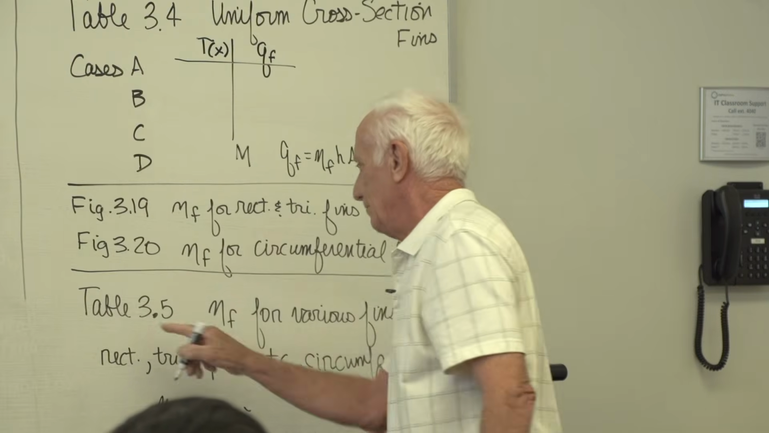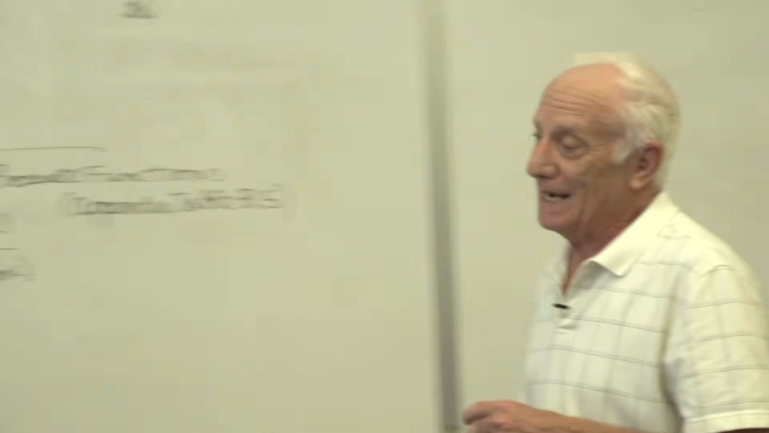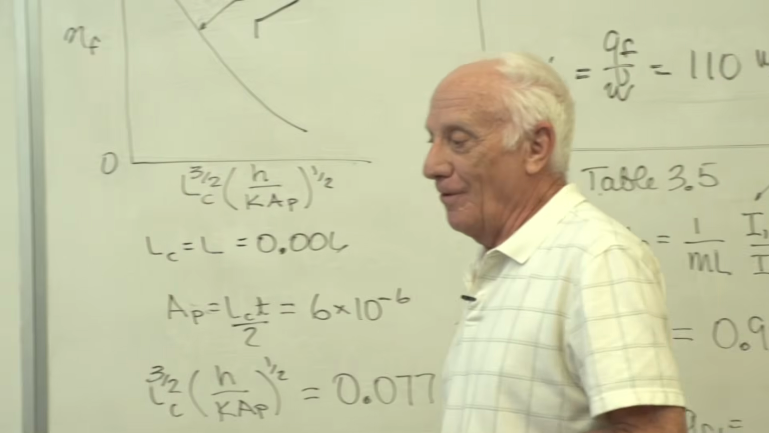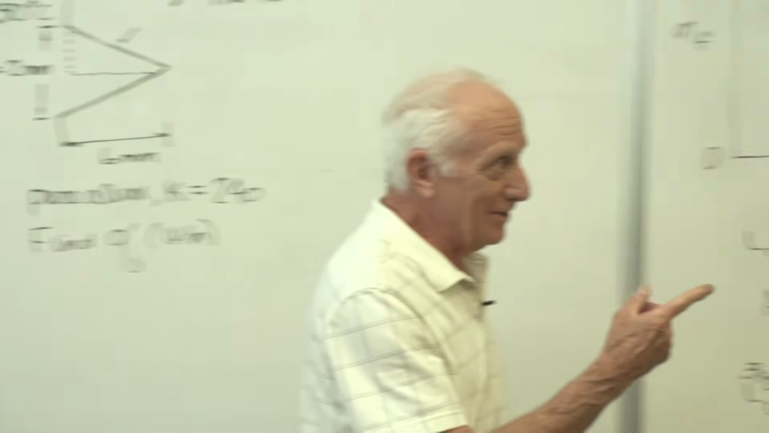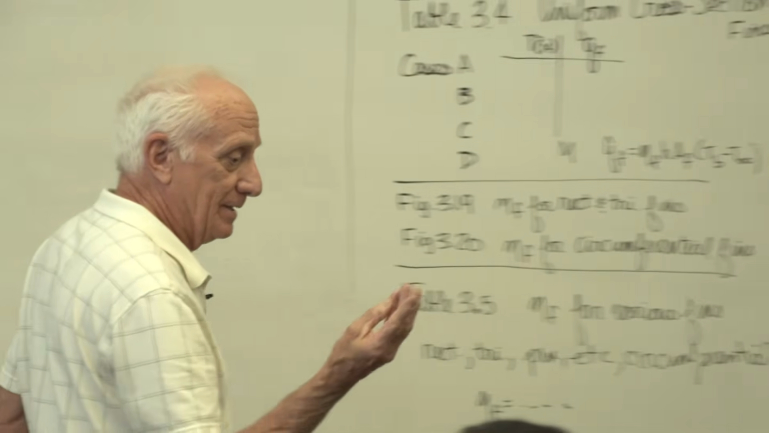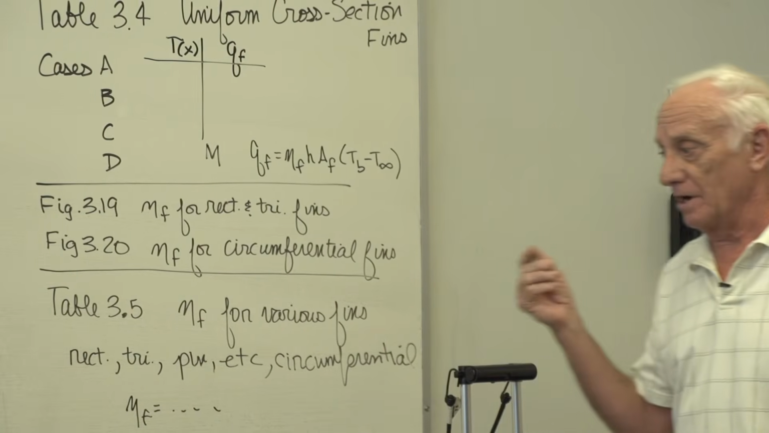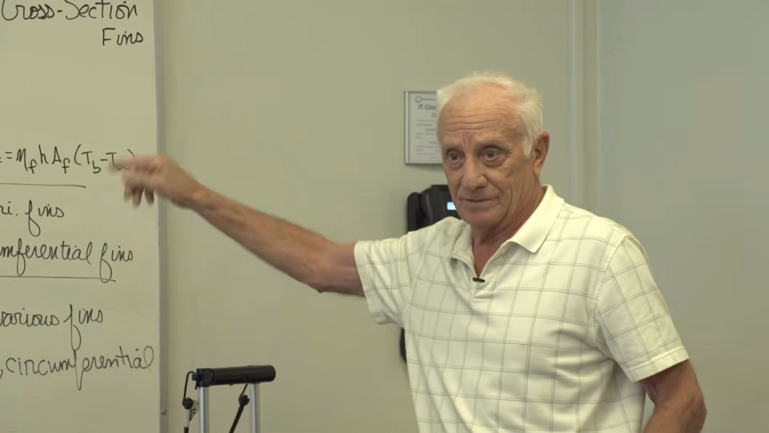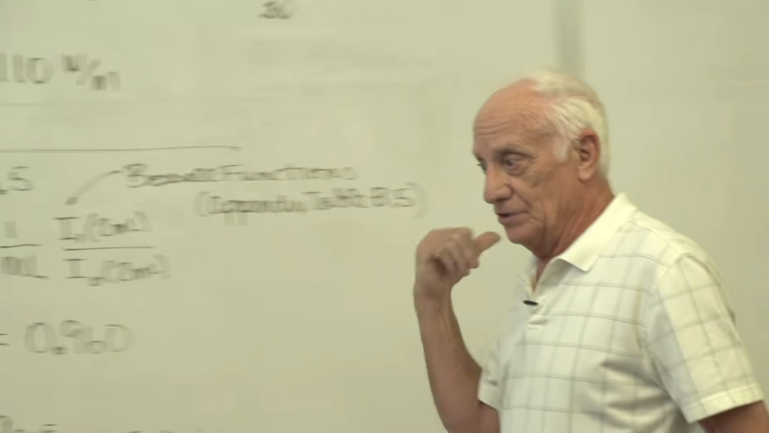So your choice is use table 3.5 or figure 3.20. So what I'm saying is, any problem you get for homework or an exam, your first decision is, what can I use and what can't I use over here? Well, we went through 4 kinds of fins: rectangular, triangular, the pin fins, and circumferential. We said yes, no, yes, and so on. So your decision then is which one of those do you want to use?